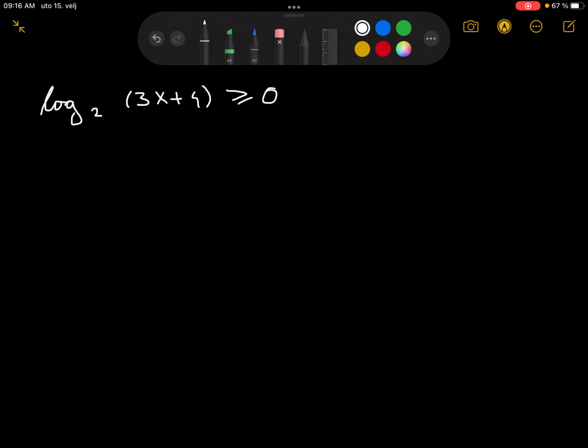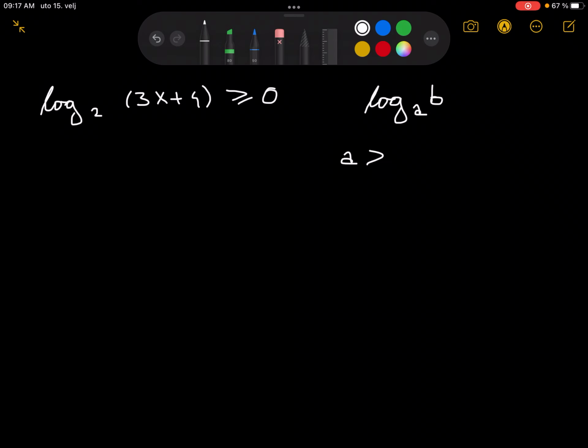So hello everyone. Now we're going to be doing an inequality involving logarithms. The basic rule for when you're doing these kinds of inequalities is that if the base of the logarithm, 2 in this case, is greater than 0, let's say that base is a. Let's say we have a logarithm of b with base a.